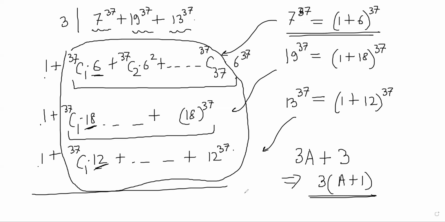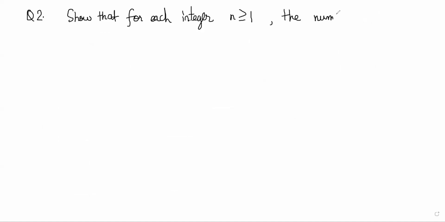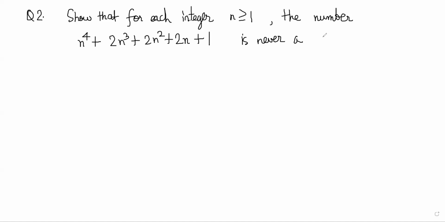So that is one standard technique that you should be aware of. Let's go on to the next question. This says, show that for each integer n greater than or equal to 1, the number n power 4 plus 2n cubed plus 2n squared plus 2n plus 1 is never a perfect square.